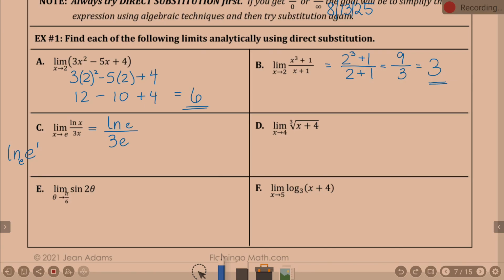Okay, so what do we have then if that's the case? Natural log of E? 1/3E. And that's what I would say you're probably leaving the answer as, because E is a number. And we can't go any further with it. Natural log E/3E is correct too.